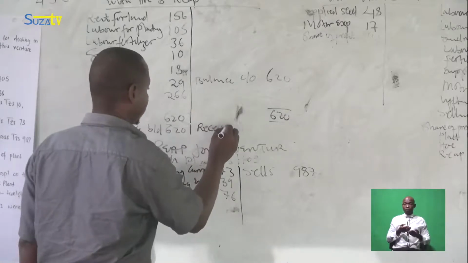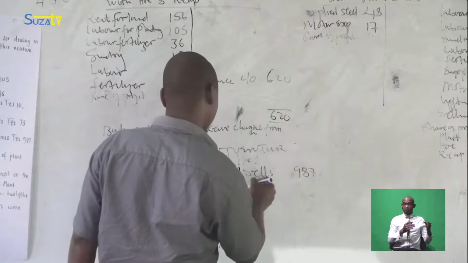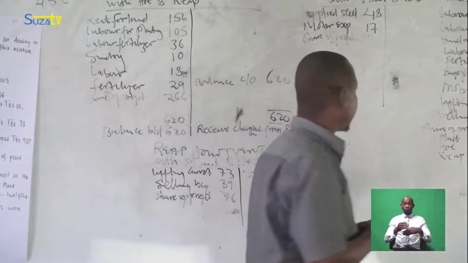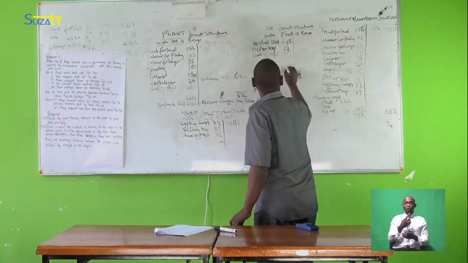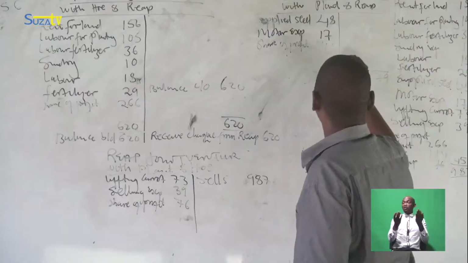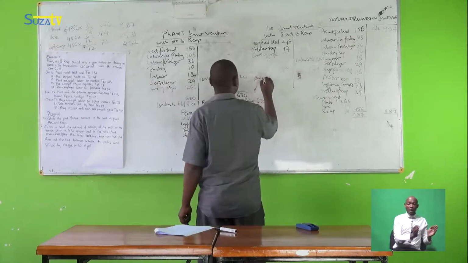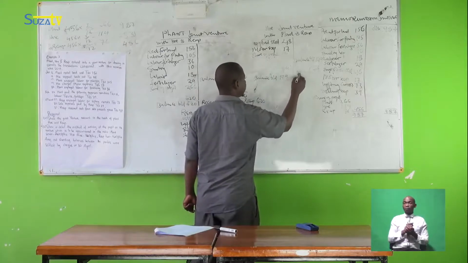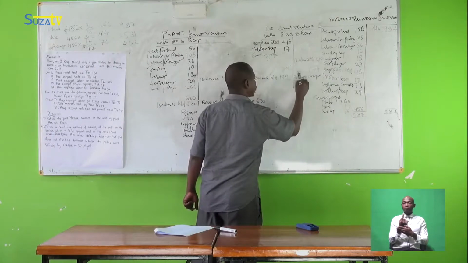Here it says receive check from reap of 60.20. Then you go to plant. When you add here, you got 179. And here, 179. You call that balance c/d 179, balance b/d 179. Then you say receive check from reap, 179.